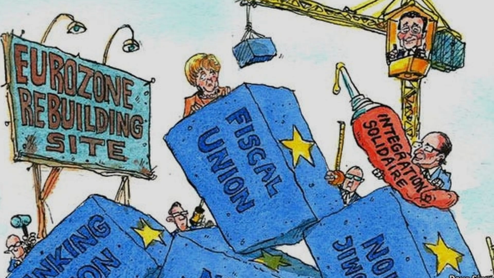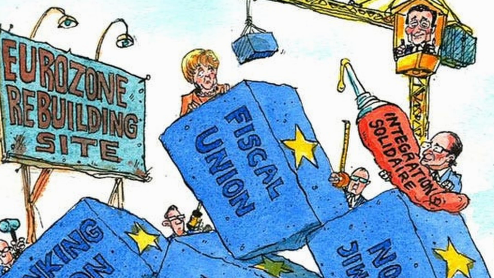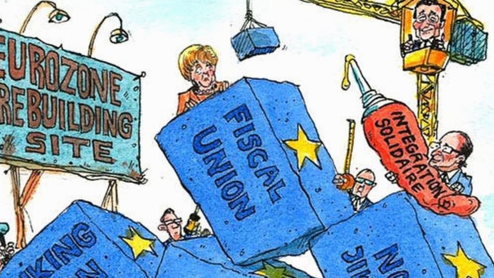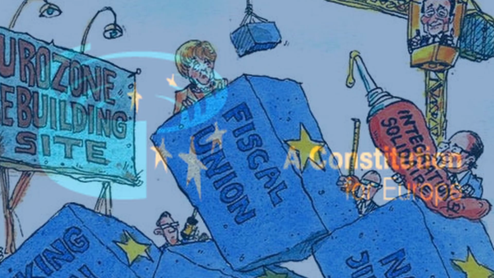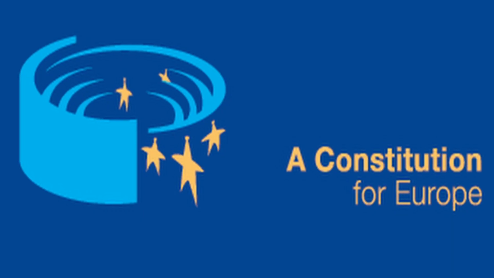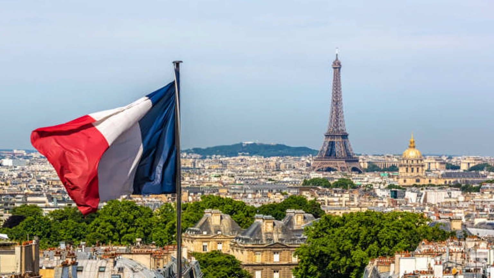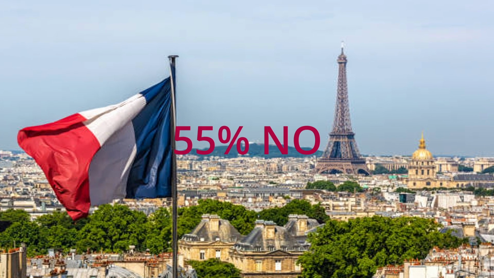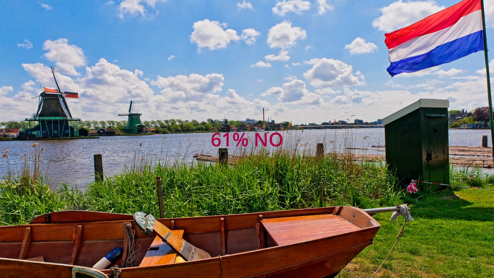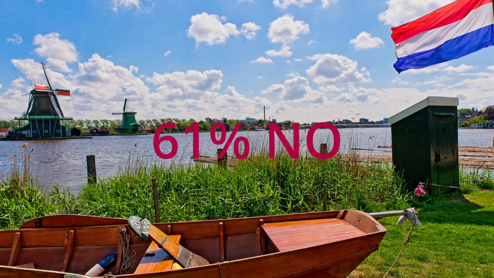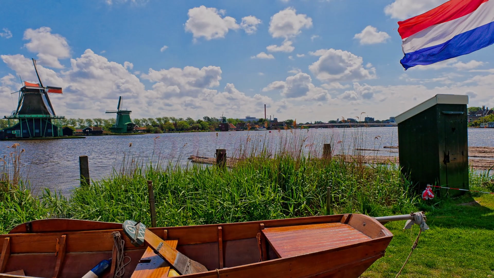In the early 2000s, the EU tried to move from being a trade union to a political entity by drafting a formal treaty establishing a constitution for Europe. However, this was not what the people of Europe wanted. In 2005, the people of France (55% no) and the Netherlands (61% no) rejected this constitution in national referendums.